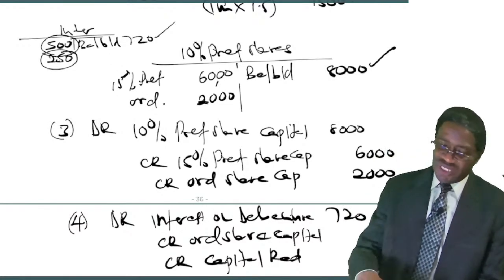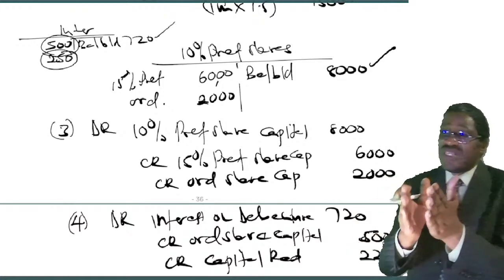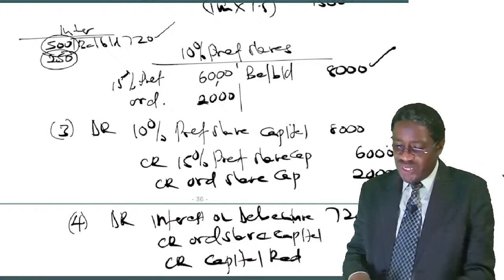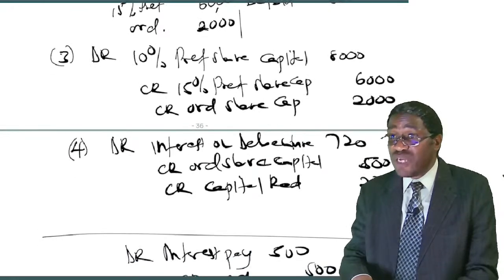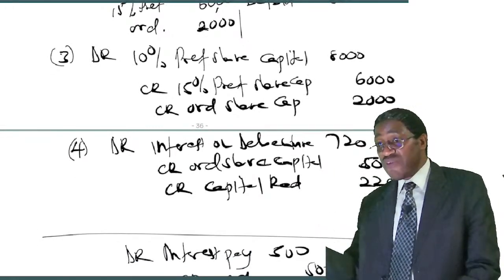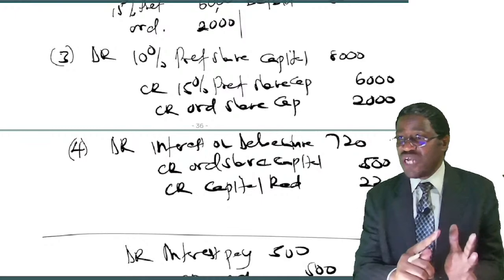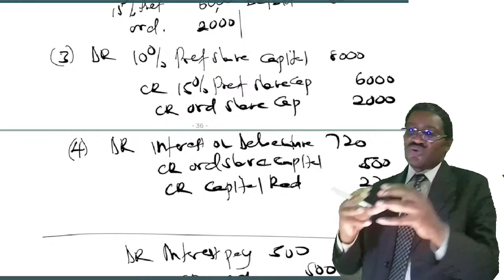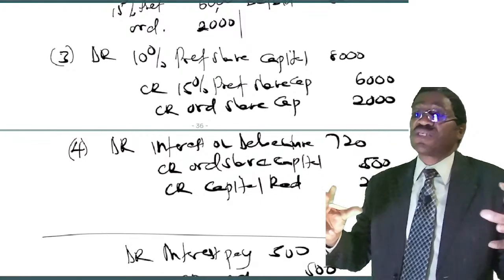Alternatively, that's one way. You debit the whole interest payable with that 720, all of it as a payment. You credit ordinary share capital by 500 and you credit capital reduction with the balance. So that way you have recorded the 2 entries at once.